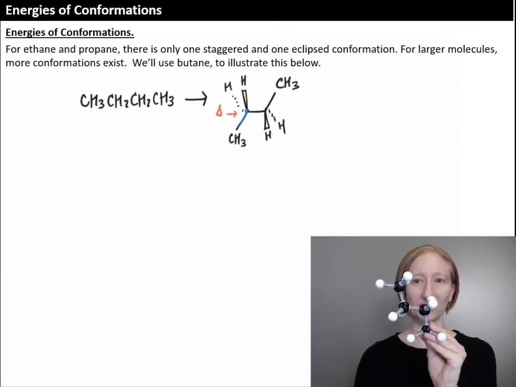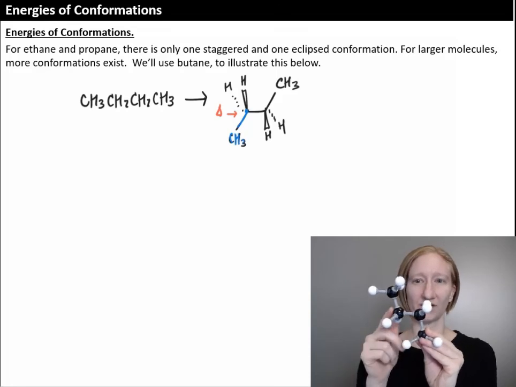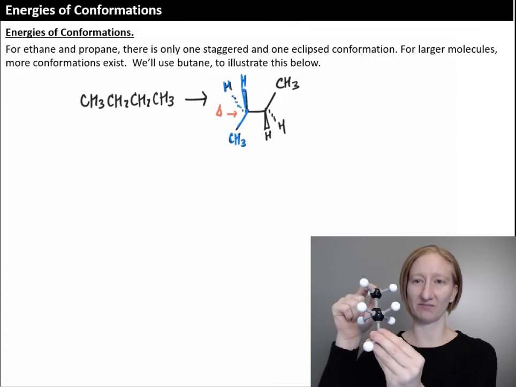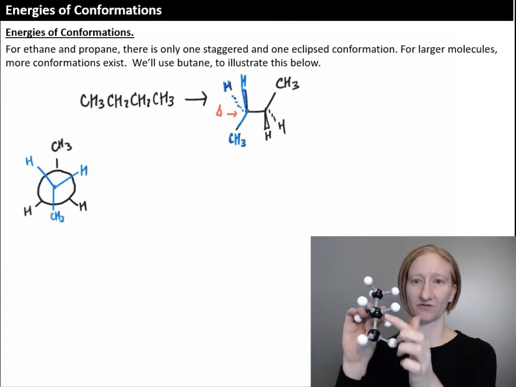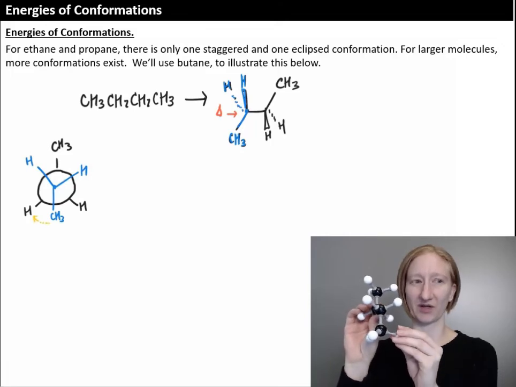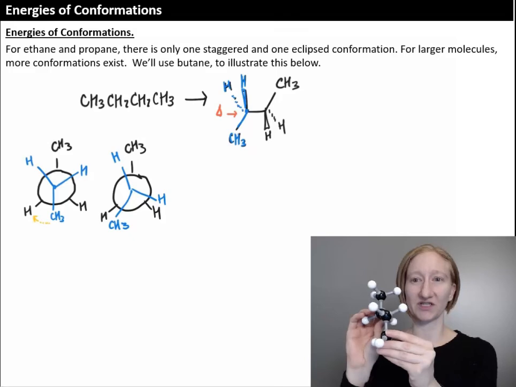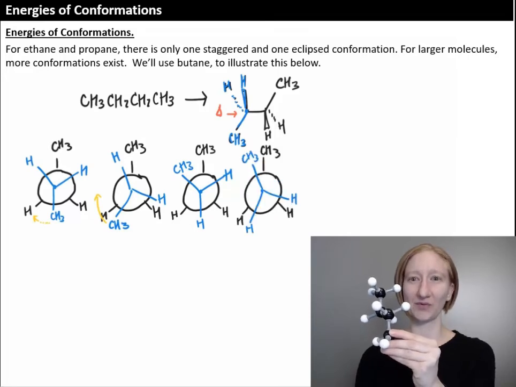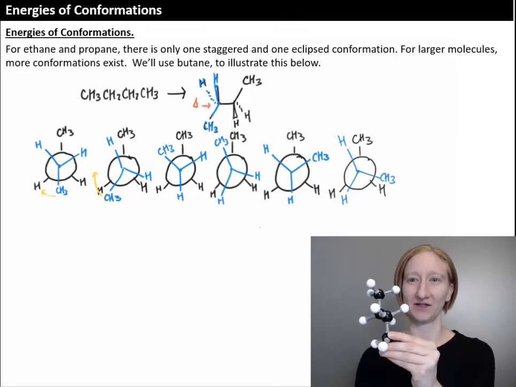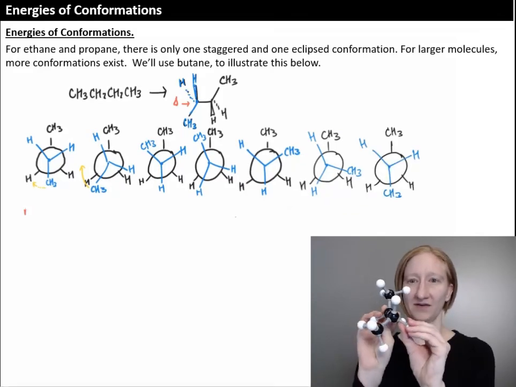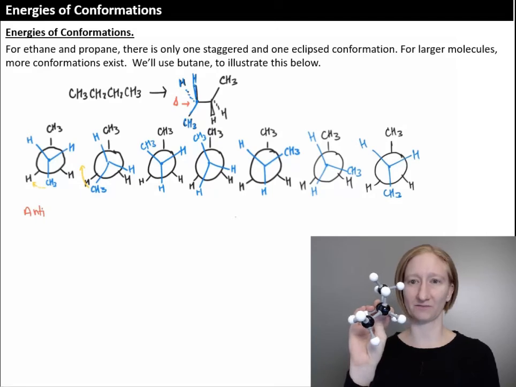I'll orient the model so that we're looking down that C2, C3 bond. And what you see is that on the back carbon, there's a methyl group pointing straight up. And on the front carbon, there's a methyl group pointing straight down. So this is the staggered conformation of butane. And in this particular staggered conformation, the two methyl groups are pointing 180 degrees from one another. Okay, now we can explore other conformations of butane. We can rotate the front carbon by 60 degrees, and we arrive at an eclipsed conformation.